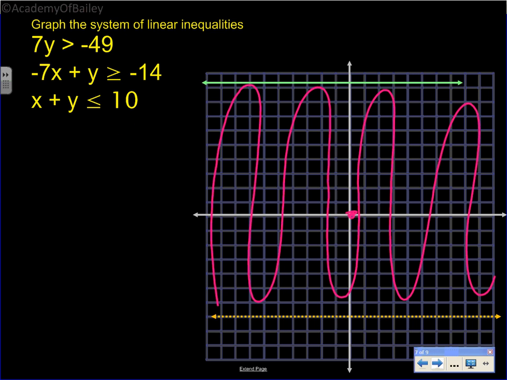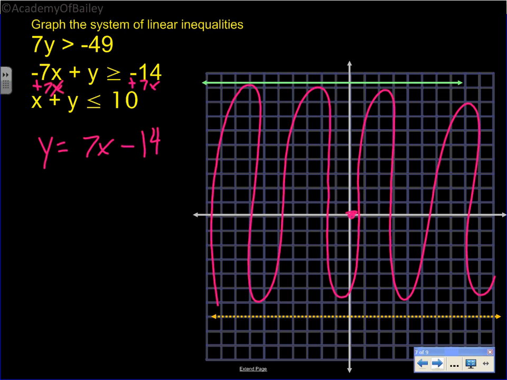The next one there, I believe, I don't want to find the y-intercept because if I make that 0, the y-intercept is going to be 14, and that's not going to be on our graph. So what I want to do is change it to slope-intercept form. Add 7x to both sides, and we're going to get y is equal to 7x minus 14.